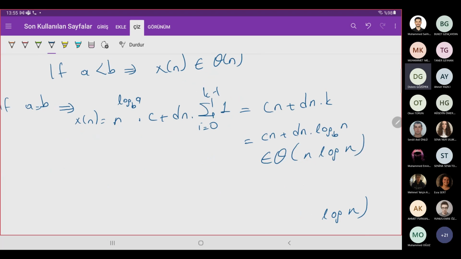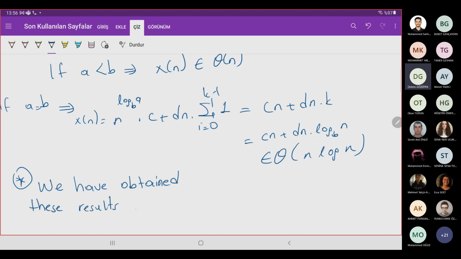Okay? So we have obtained these results only for specific inputs. By the way, you obtained the message on the midterm, right? It's 2 weeks later. It's on Teams.